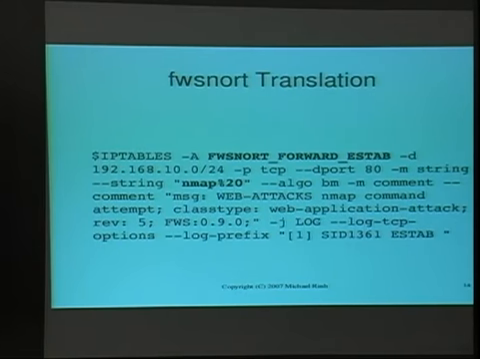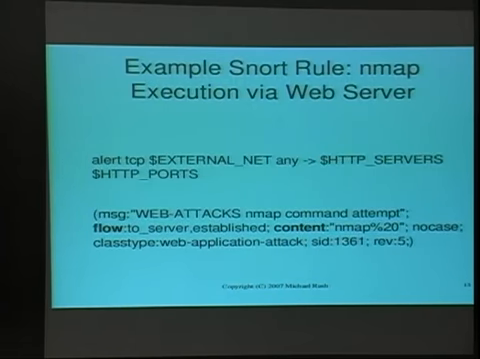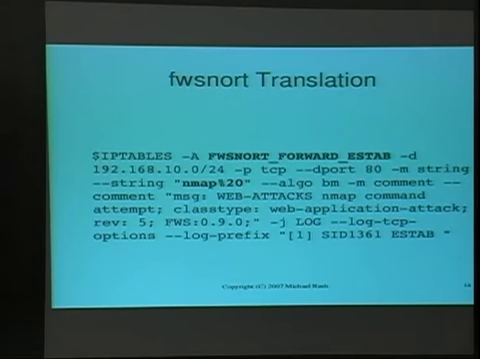But you can translate this rule. This is the fwsnort representation of what it would look like. So this is a single iptables command. I know it's a little bit obtuse looking, but what it does is it adds the rule to the fwsnort_established chain. Remember that the flow keyword is set in this rule, so we're looking for content over an established TCP connection. This is in the forward chain.